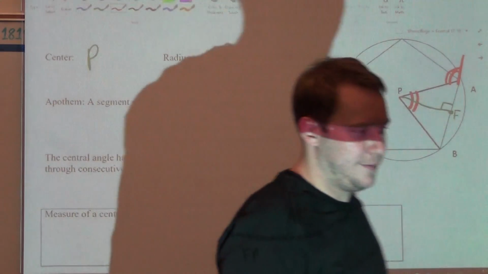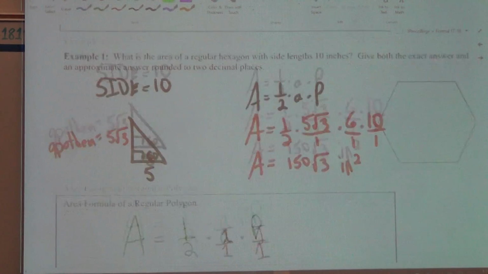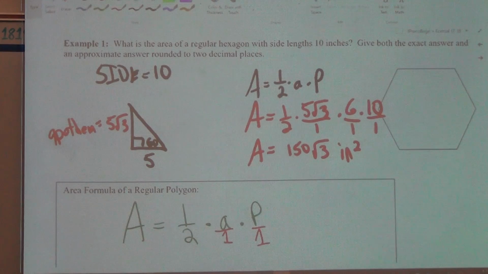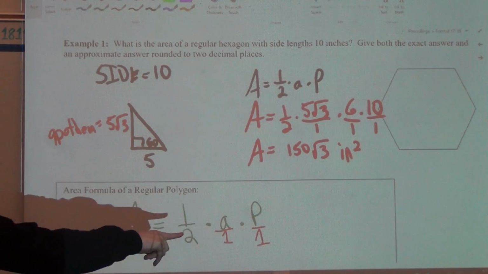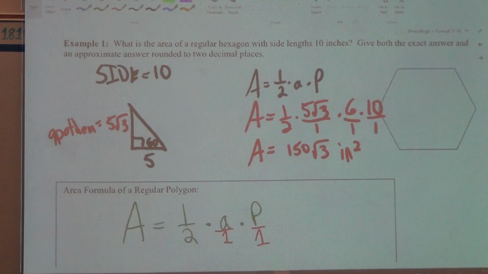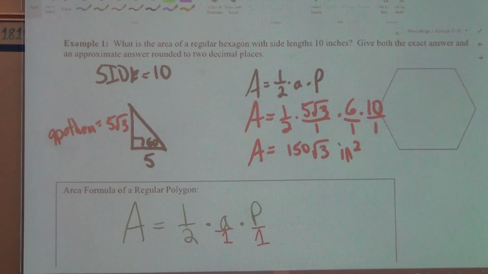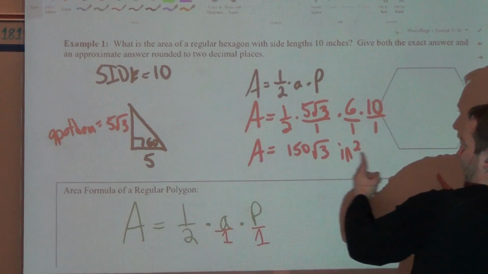All right, let's move on from that. Here's our first problem that has to deal with the formula that the area of a regular polygon is 1/2 times the apothem times the perimeter. You can see I've laid out that formula here. If I know the side length of something is 10, then I know that the half side of that is 5.